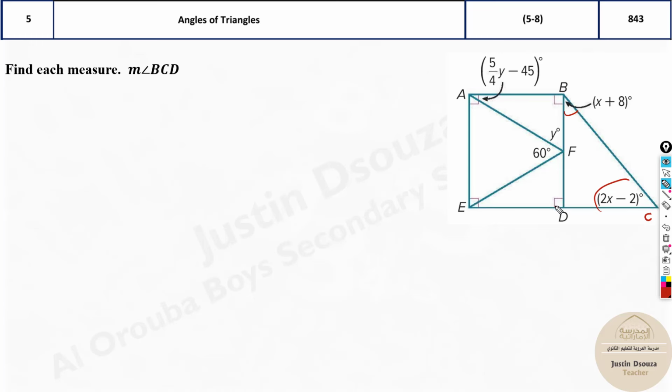Now what is this? If this is 90, this is also 90 because they are linear pairs, and if 90 degrees is there, the supplementary to it or the next angle to it will be 90 degrees as long as it's a straight line. And will we be able to solve for BCD, this angle, with this much information? Yes, because it's a triangle, right? When you add up all the angles, that is D plus B plus C, what happens? It's 180 degrees. So we know D is 90, B is x plus 8, and C is 2x minus 2.